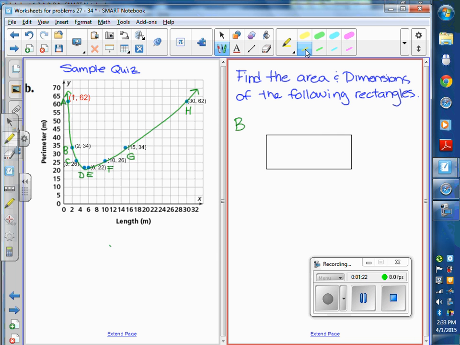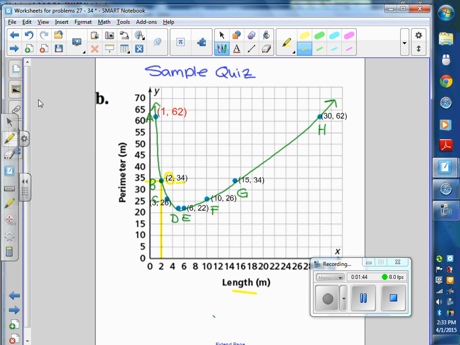So find point B on the graph, and the first number is the length. So if you bring this straight down, you can check to make sure the length is 2. It tells you the perimeter is 34. I'm going to zoom in here. The reason the coordinates are handy is because 34 isn't exactly on a line. Like Lindsay did yesterday, so what else did she do?